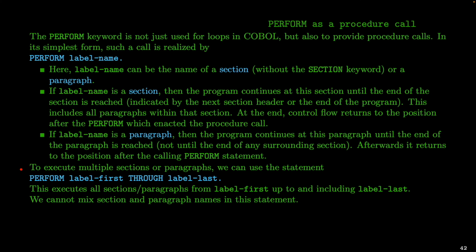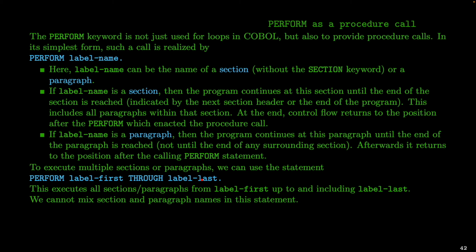You can also execute multiple sections or paragraphs, and for that you can use the statement perform first label name through last label name. And this will execute all sections and paragraphs between this one and that one, including the first and the last one. And you cannot mix paragraph and section names here. So if this is a paragraph name, this has to be one too, and if this is a section name, then this has to be a section name two.